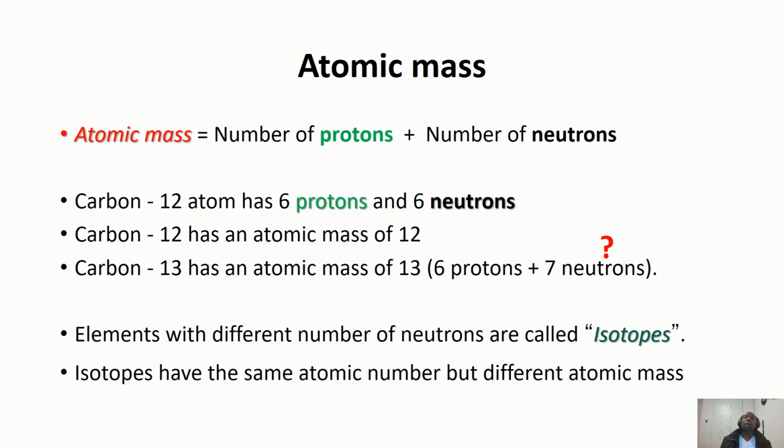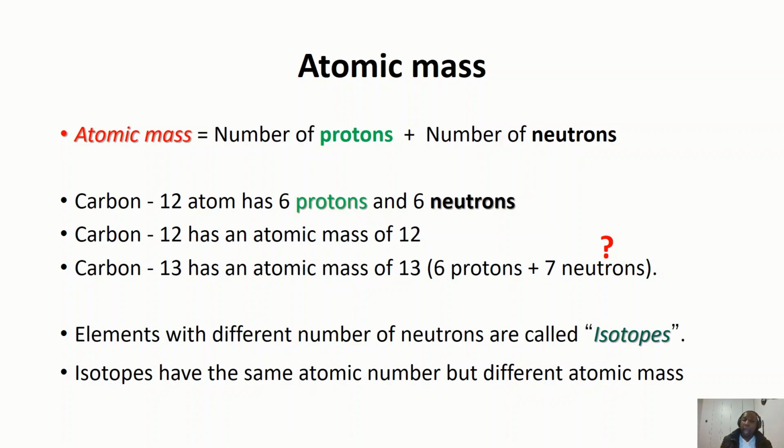Atomic mass is the number of protons plus the number of neutrons. As you can see, atomic mass is basically what is inside the nucleus of the atom. Remember, inside the nucleus we have protons and neutrons, so when you add the two together, it gives you the atomic mass. For example, carbon 12 has 6 protons and 6 neutrons. If you add them together, it gives you 12, and that's why it's called carbon 12. So carbon 12 has an atomic mass of 12.